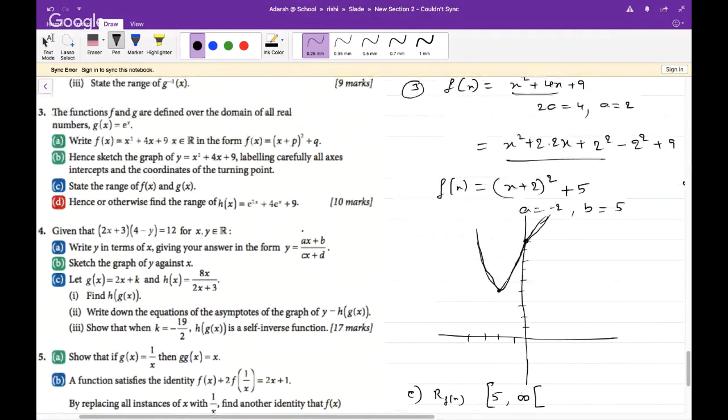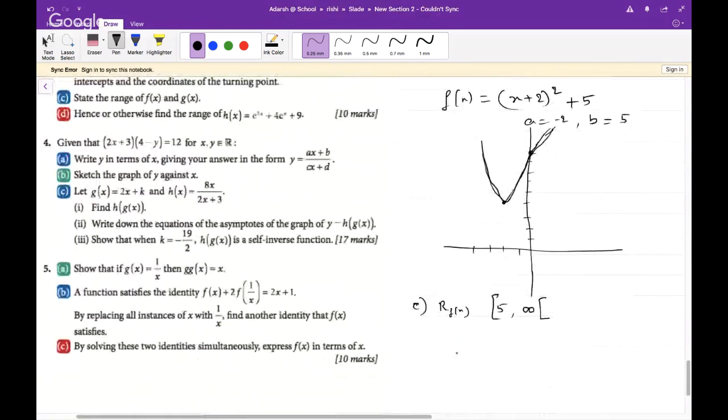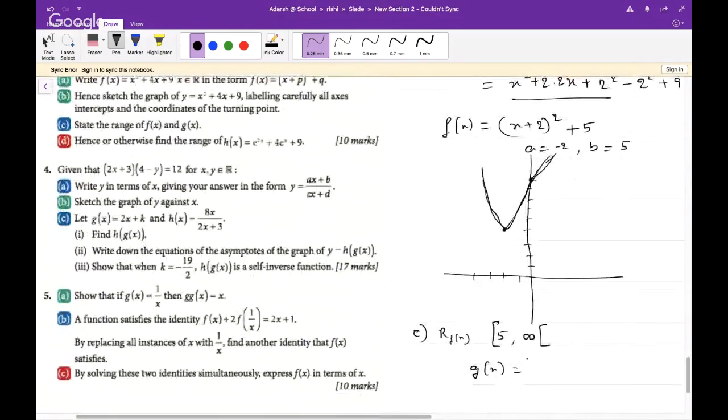Then g of x is given to be e to the power of x. So e to the power of x is always a curve, something which goes like this.